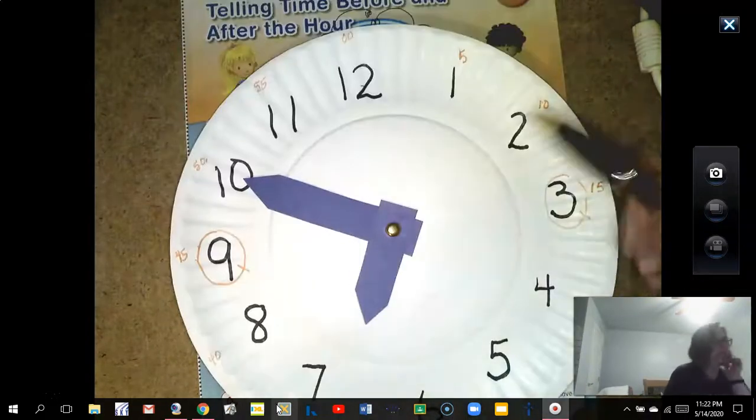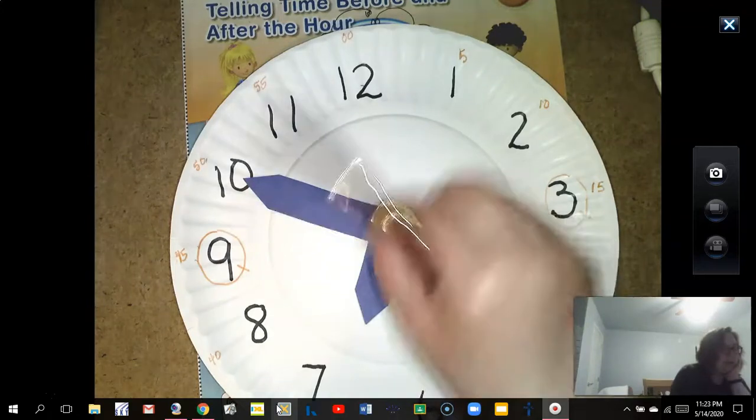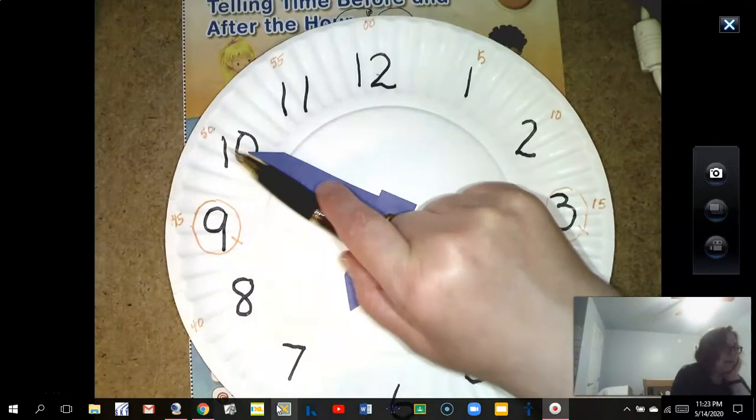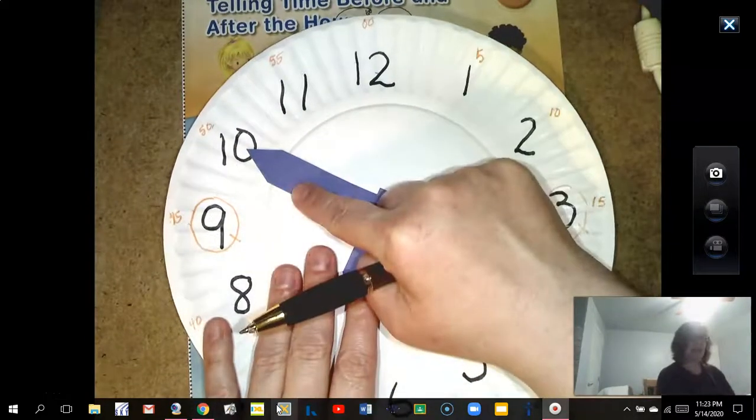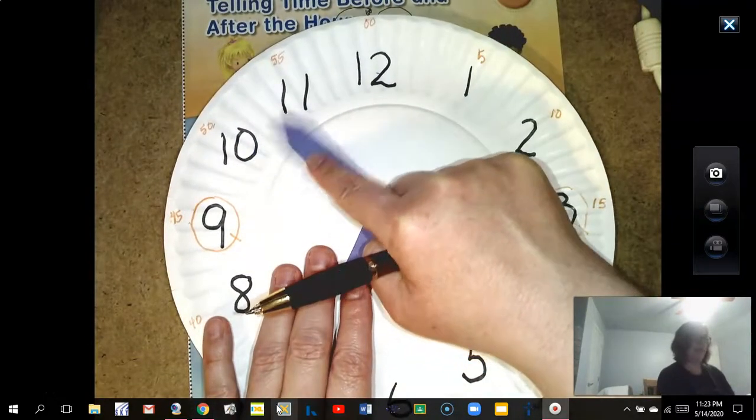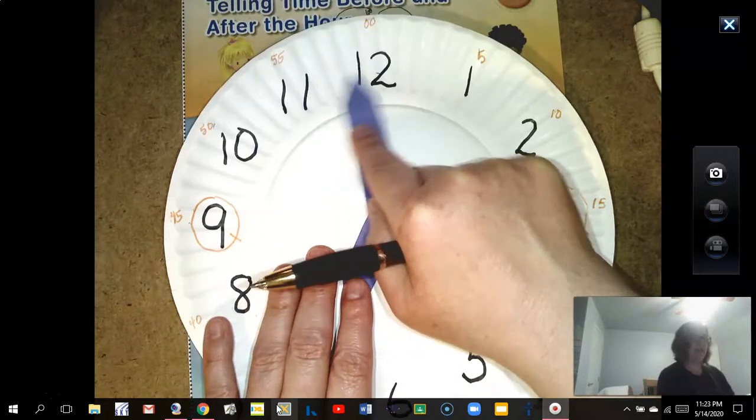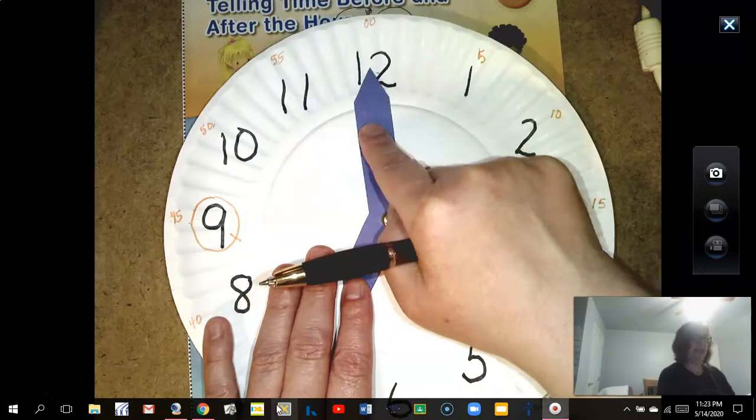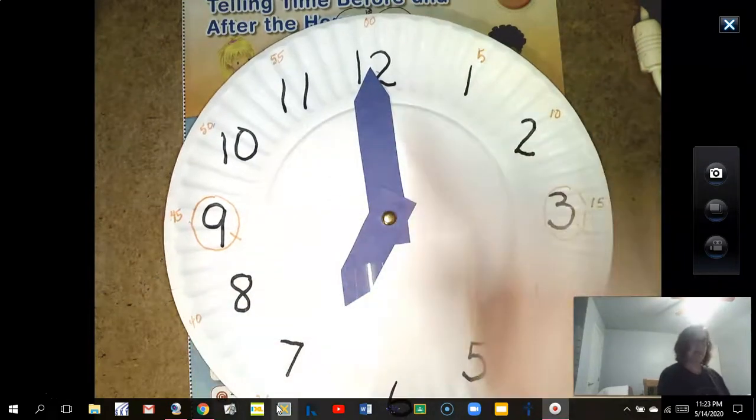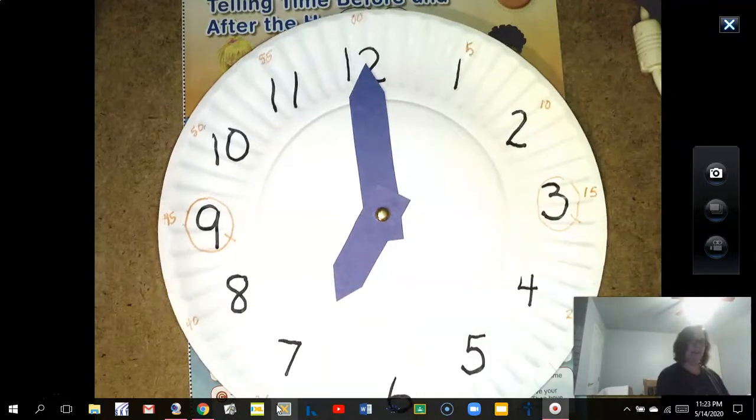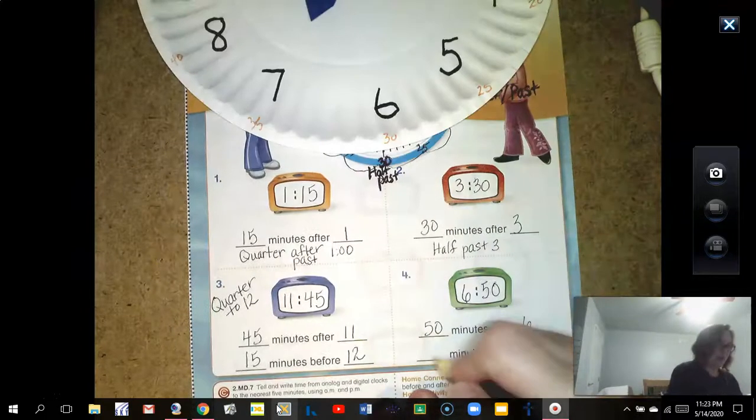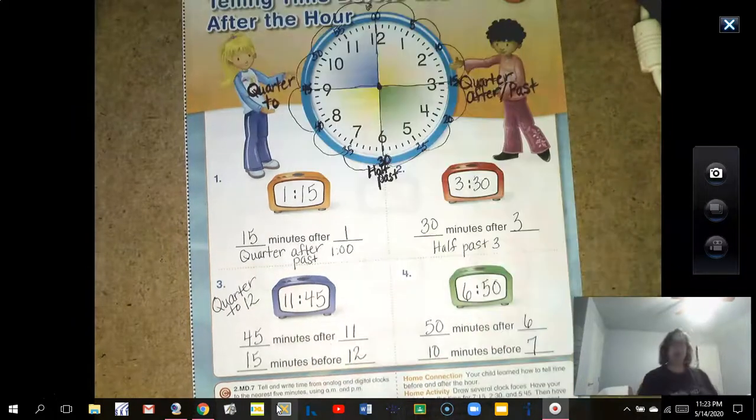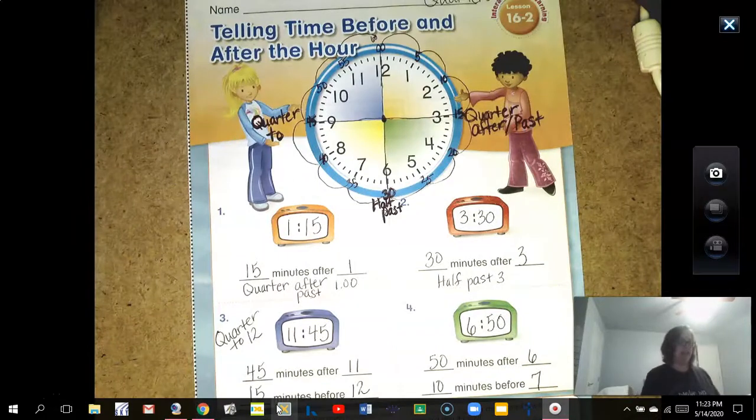Okay? Now it says blank minutes before blank. Well, now we want to look at, because it's so close to that 12, how many minutes before it gets to the 12? How many minutes will this minute hand have to move? So let's count. 5, 10. So 10 minutes before it's what time? 7 o'clock. So 10 minutes before 7.